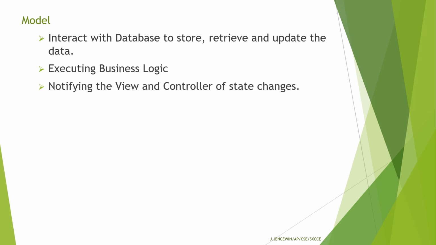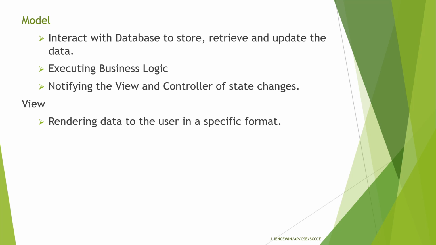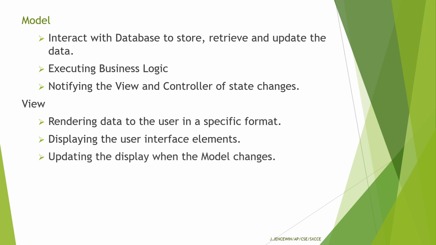And the third one is notifying the view and controller of state changes. If any data is changed, that also notifies both the components, that is view and controller. They may have temporary copies. And the responsibilities of the view component are: first one is rendering data to the user in a specific format, that is, a format understandable by the user. Displaying the user interface elements. Updating the display when the model changes. So when the model makes any changes on the database, that should also be updated in the display.